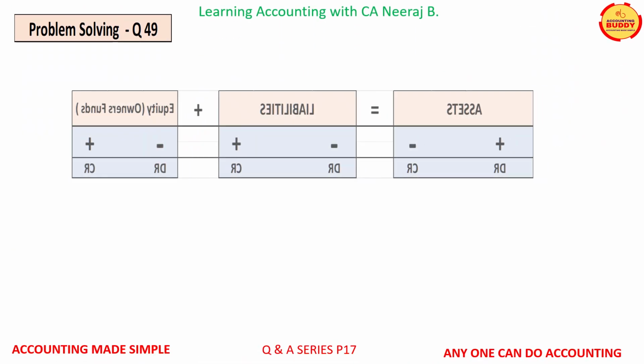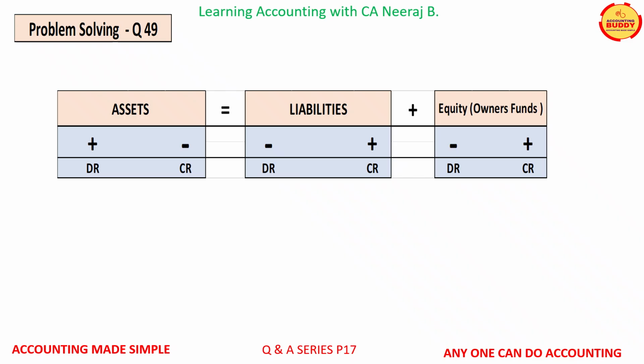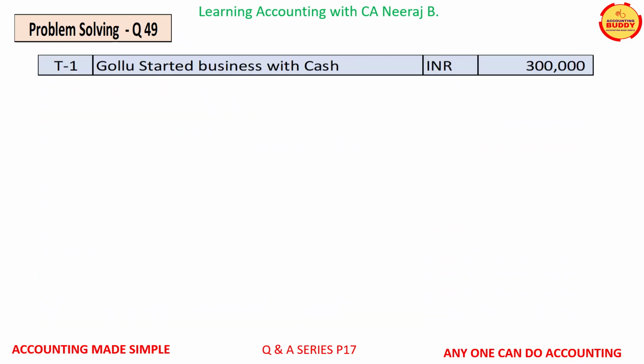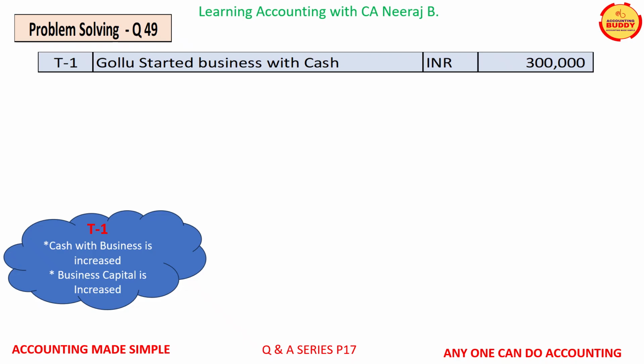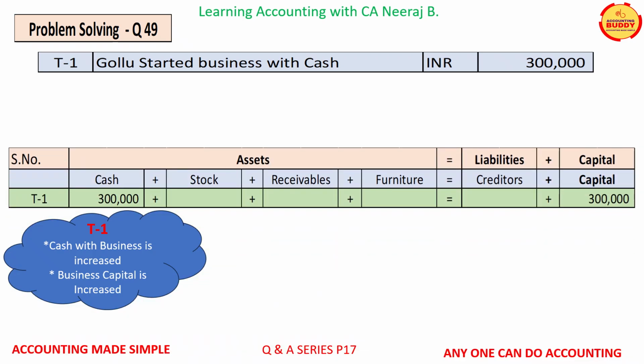Let us practice and process the accounting equation with a couple of business transactions. Transaction number T1 is on your screens. Golu started his business with cash amounting to 300,000. If you analyze this transaction, cash, which is an asset of the business, will increase and the amount invested by Golu will increase his capital in the business. Therefore, a 300,000 increase in cash will be shown on the left hand side and a 300,000 increase in capital on the right hand side of the accounting equation.